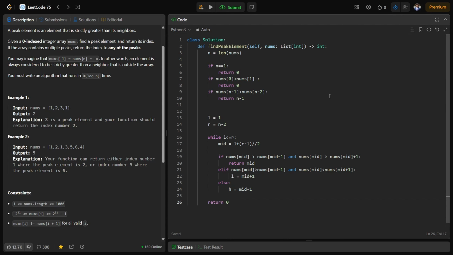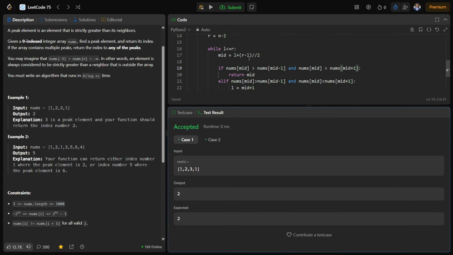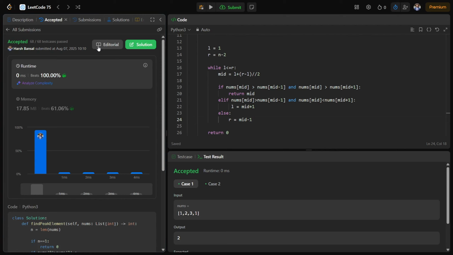Let's try submitting for the sample test cases. Now let's finally submit the solution. So we have successfully submitted our solution.